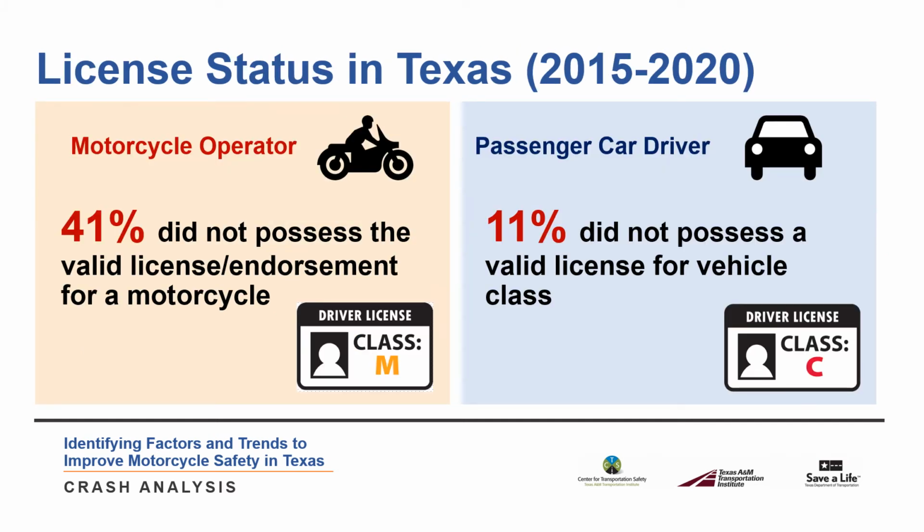Licensing status is also important when we're looking at crashes, as licensing shows us that the individual has the training and skill set necessary to operate the vehicle they're operating on Texas roadways. So with respect to licensing, we looked at different license status for our motorcycle operators and our passenger car drivers. Before we get too far, let's talk about the licensing required. Motorcycle operators are supposed to have a Class M endorsement, and passenger car drivers should have a Class C license.